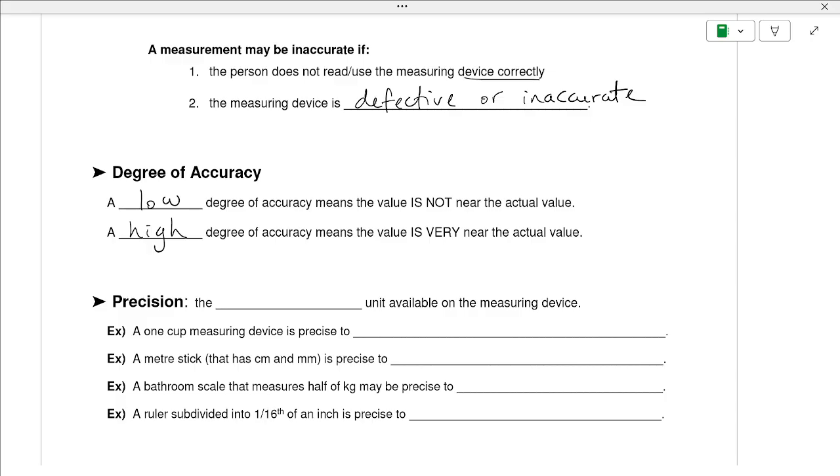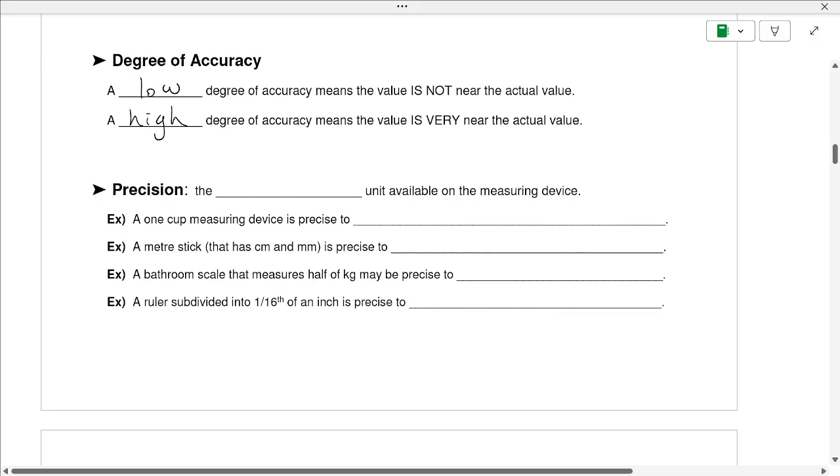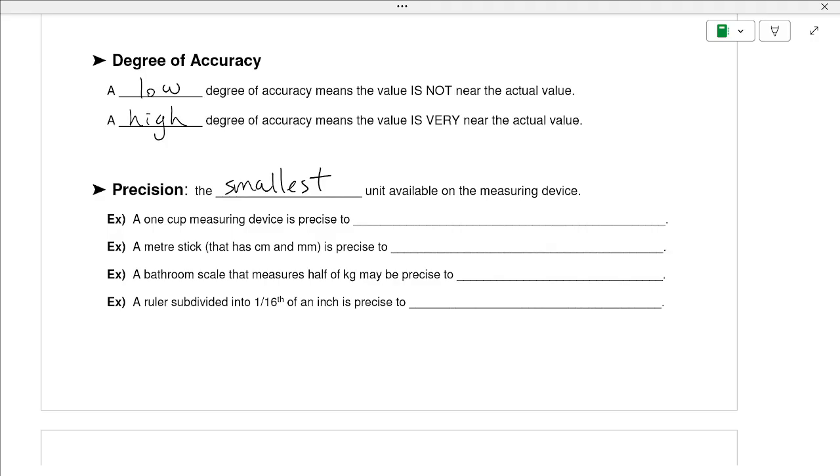Okay? So that's accuracy. Precision is, again, mathematically speaking, it's about repeatability. It's about how you can get the same value. If I use the same ruler that you use, we should have a precision. We should get the same measurement, you and I. And how well we measure, how precise we are, is we look at what the smallest unit available on the measuring device is. 1 cup measuring device is usually precise to 1 cup.